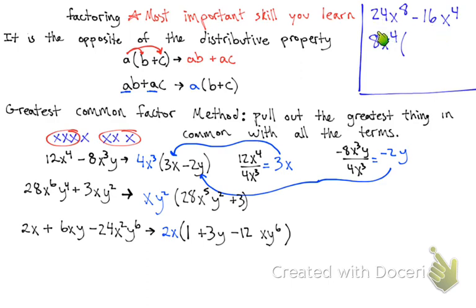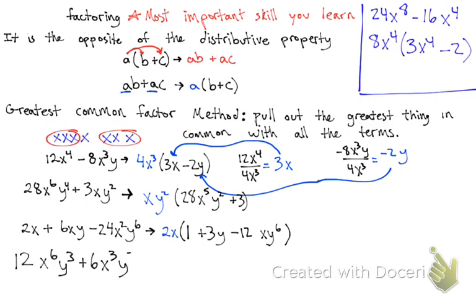So 24 divided by 8 is 3. You have x^8 and you took out 4 of them, so you have 4 left over. Now negative 16 divided by 8 is negative 2. You have x^4, you took out the x^4, you divided it out, so there are no more x's. Close it off. Now we've got one more to do, let's do it down here.